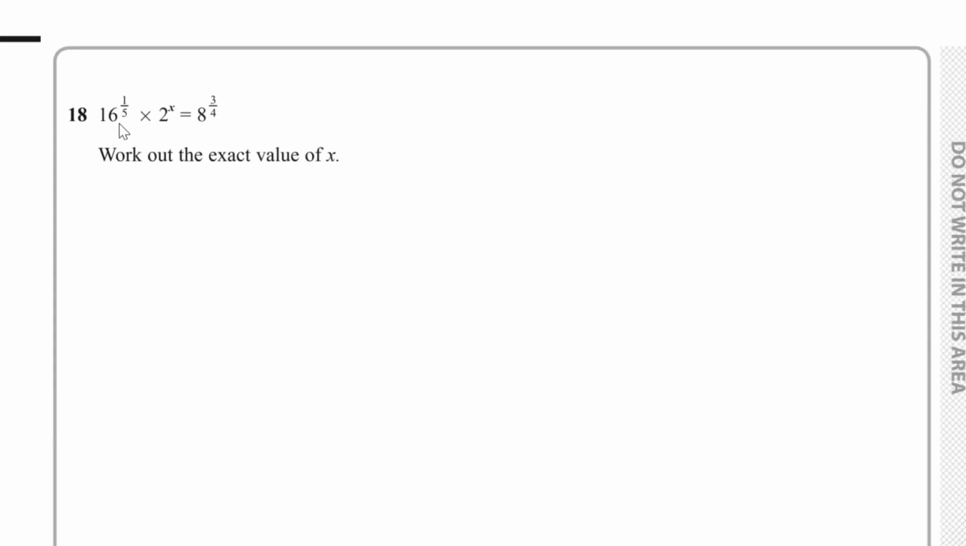Question 18. We have 6 to the power of 1/5 times 2 to the power of x equals 8 to the power of 3/4, and we have to work out the exact value of x. So to do this question, we need to make the bases the same.